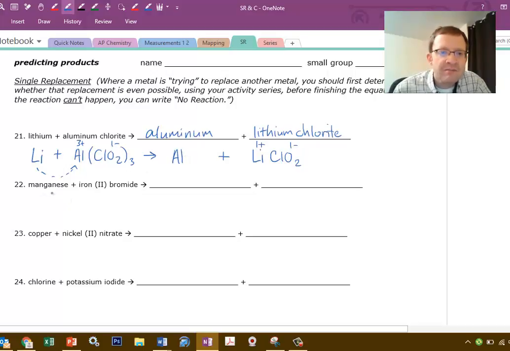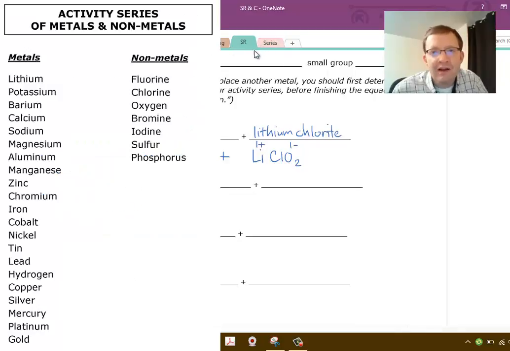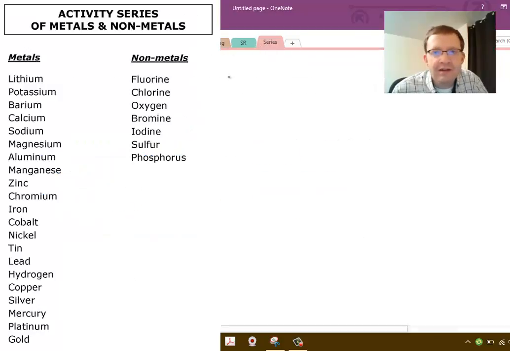Number 22 says manganese and iron(II) bromide. Again, I'm going to go ahead and write the formulas up for these. So manganese plus iron(II) bromide. Looks like that. Manganese is trying to replace iron. Can that happen? Well, let's look at our activity series and see what it says. Manganese is here on my activity series.